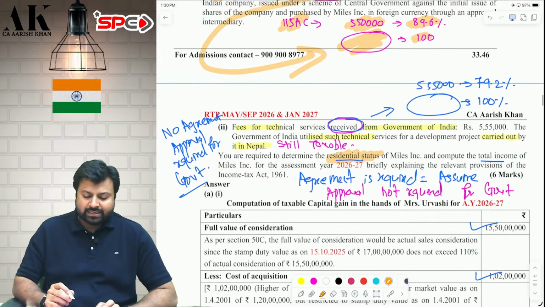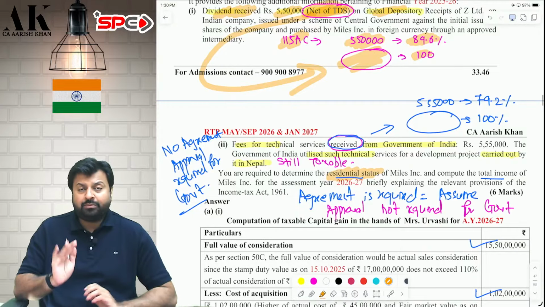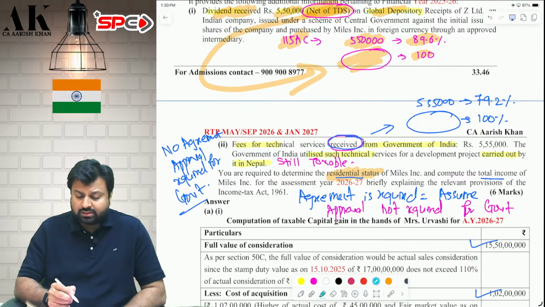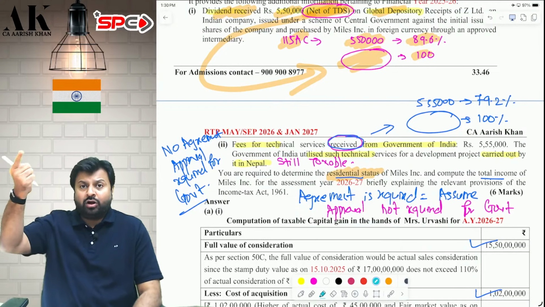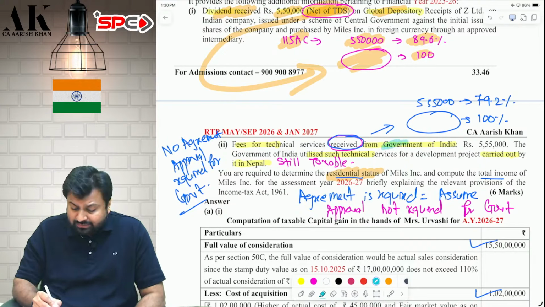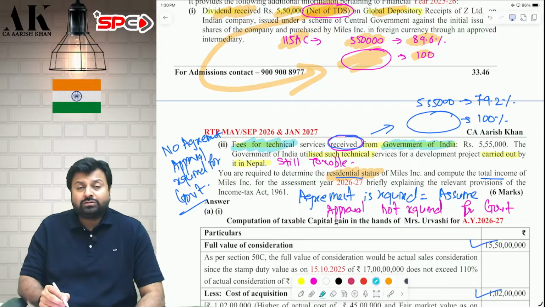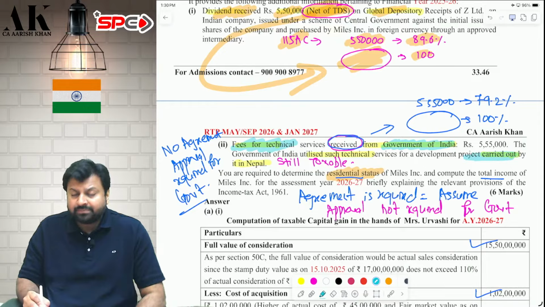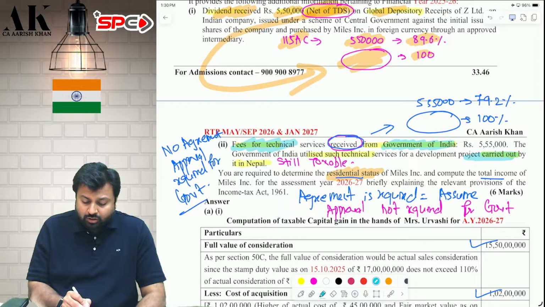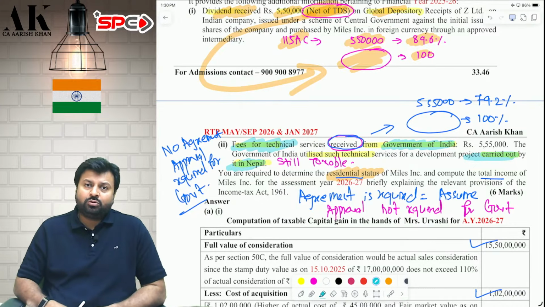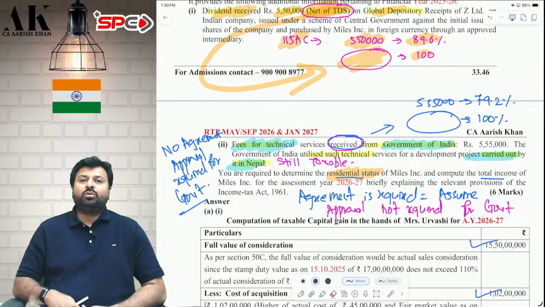Second one, ICAI has taken 2 views. First, a very important point. Now, the second one is a very intelligent question. That non-resident foreign company is providing some services to the Government of India. Which services? Technical services. Now, the government is going to utilize the service where? The government is going to utilize the service in Nepal. Whether it is deemed to accrue or arise in India? Yes, it is deemed to accrue or arise in India.